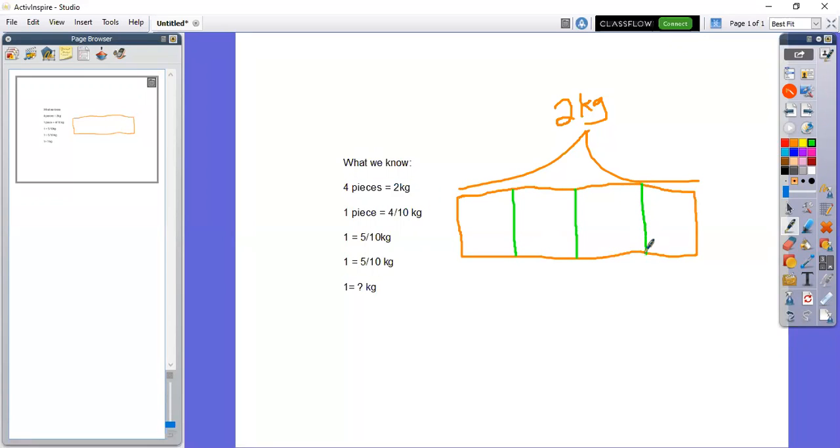All right, we know that the first one is 4/10 kilograms. We know that another one is 5/10. And we know that another one is 5/10 because it said 2 pieces are 5/10 kilograms each. And we want to know what this last 4th piece is. So I'm just going to put a question mark. So that's what our tape diagram should look like. Now think in your head how we could solve to find what the last piece is worth.